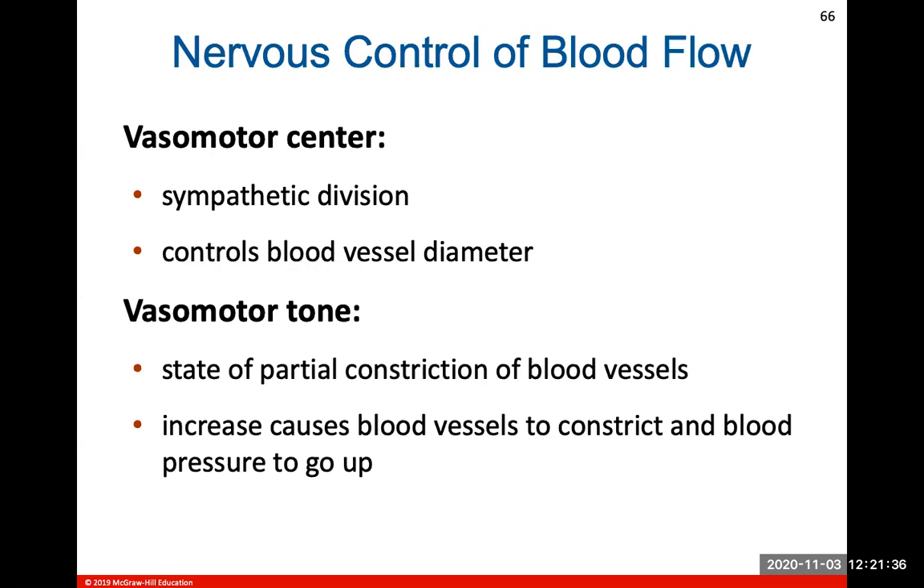Your nervous system controls blood flow in the vasomotor center. It's part of your sympathetic division. It controls blood vessel diameter. The vasomotor tone is the state of partial constriction of your blood vessels. An increase will cause your blood vessels to constrict and blood pressure to go up.